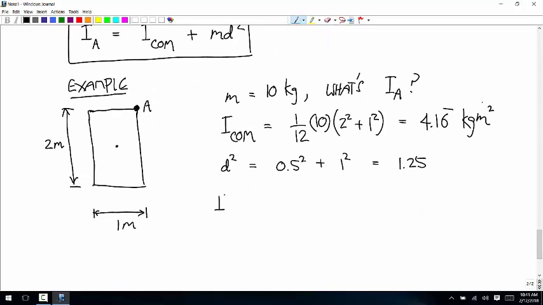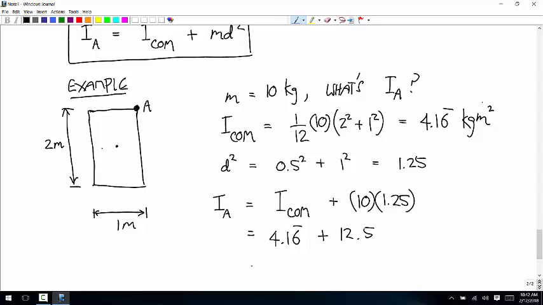Okay, so the mass moment of inertia about A is equal to the mass moment of inertia about the center of mass plus the mass times the distance squared. So that's 4.16 repeating plus 12.5. And that's 16.6 repeating kilogram meter squared.